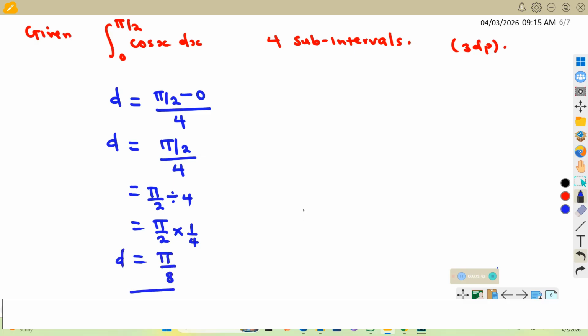Having got the value for d, next we look at the given expression. Our y is cos of x. But since we are dealing with trig functions, one thing you must be careful of is that when you are getting y values, your calculator must be in radians. It is also important to leave d in terms of pi. So let us look at the table for the different values of x and y.